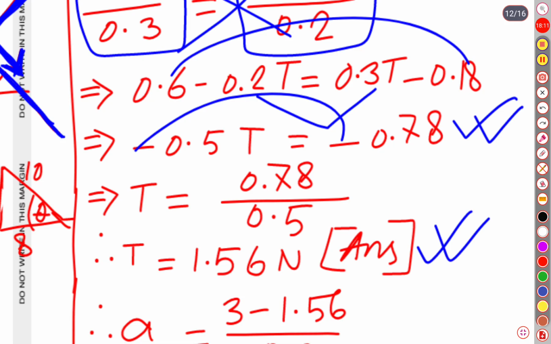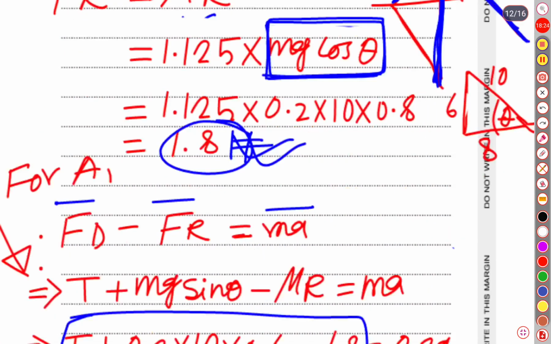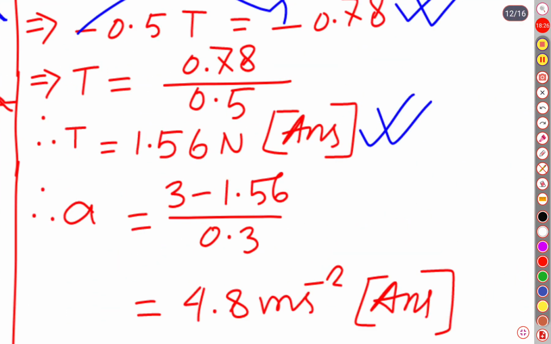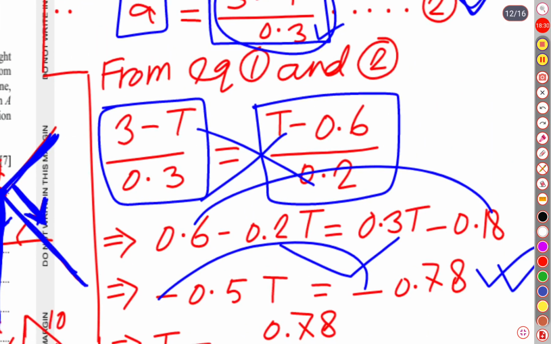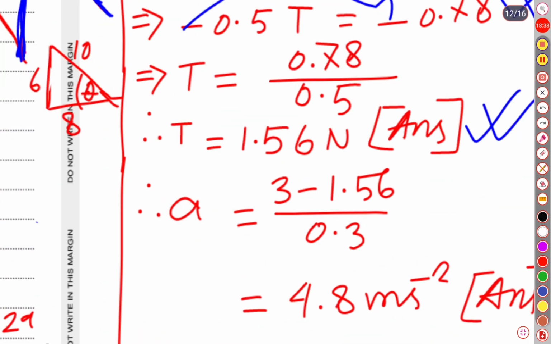And it's not only tension that we should find, the question says one more value should be obtained: tension as well as acceleration. We have already formed the equations using acceleration in 1 and 2, so we can use either one. Look, this is one equation and another one is this, so any of the equations can be used, both of them will produce the same value. So our a is equal to (3 minus 1.56) over 0.3, and ultimately we have got 4.8 meter per second squared as our acceleration.